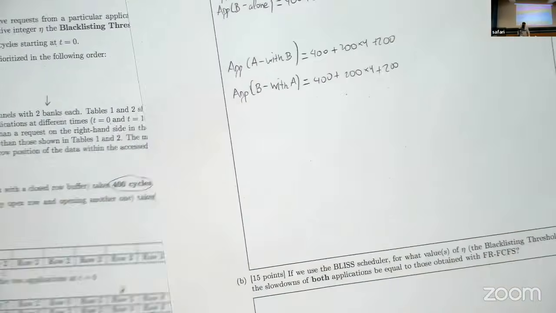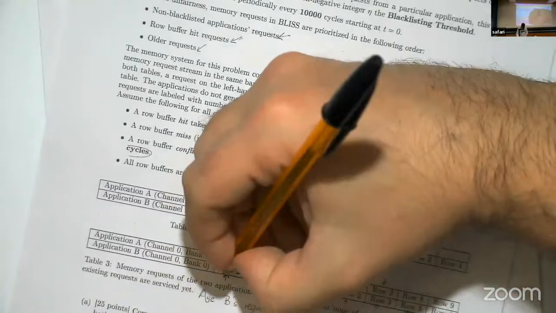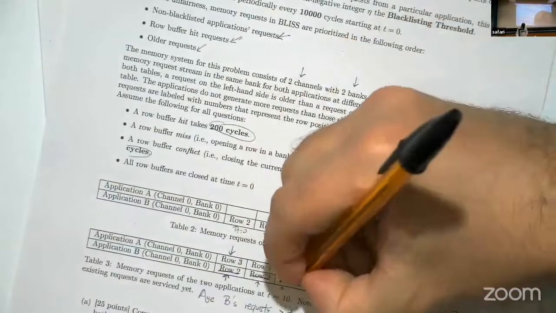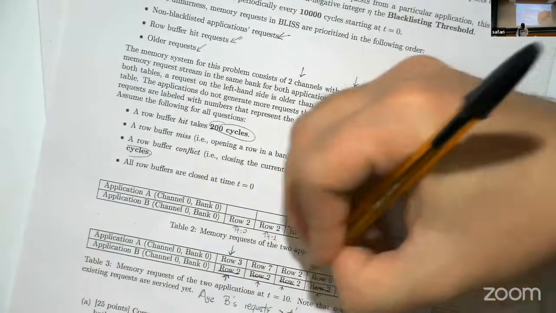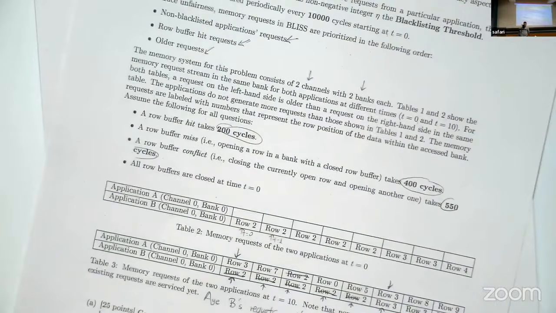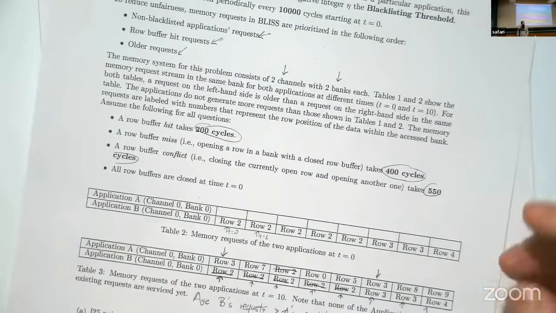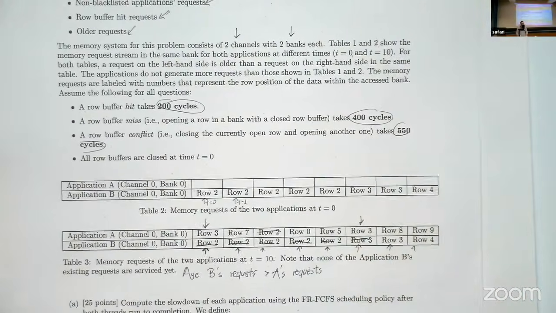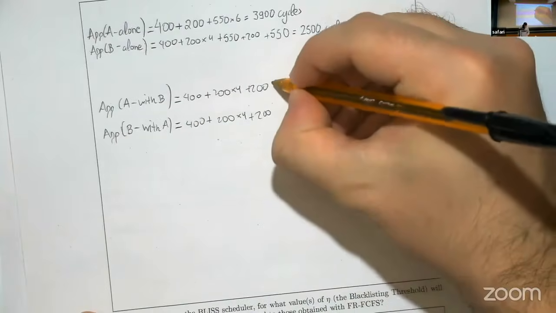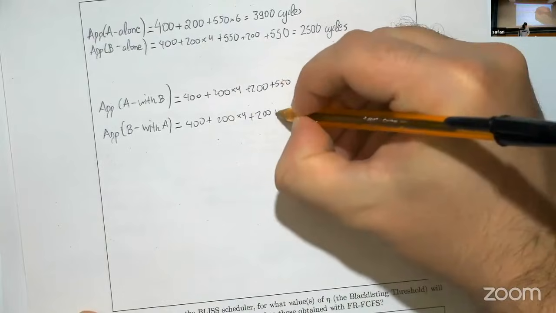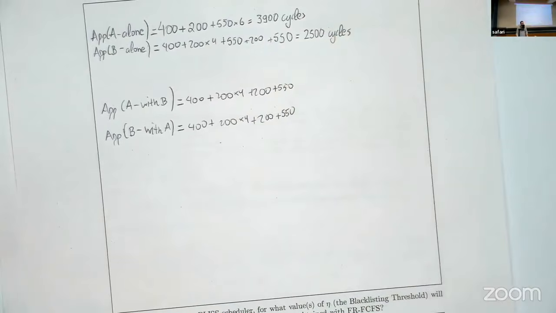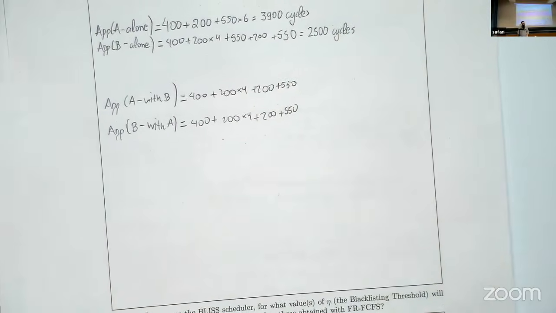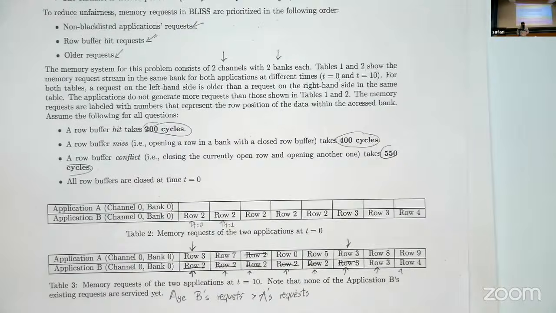So what did we serve right now? We serve this, we serve this, we serve this, this, and this. And the question is, what do we serve next? We open row 3. Okay. To open row 3, we need to pay 550 cycles, right? Because we need to basically pre-charge and then activate a new row. We have row 3 here.